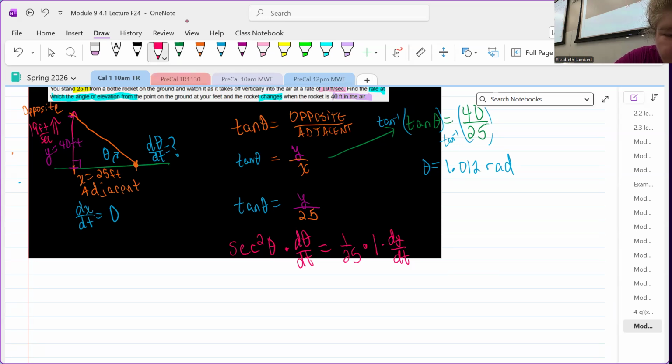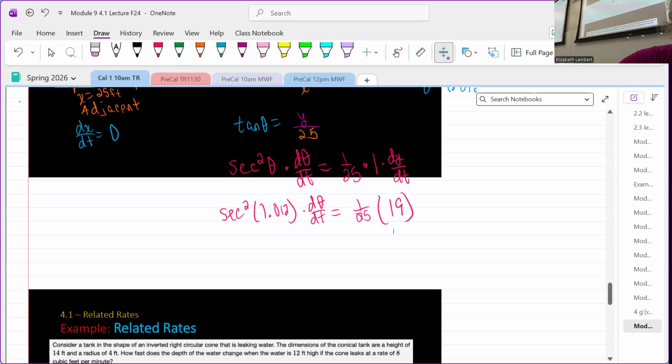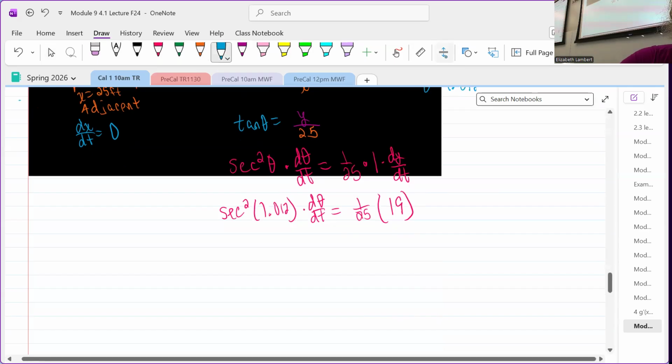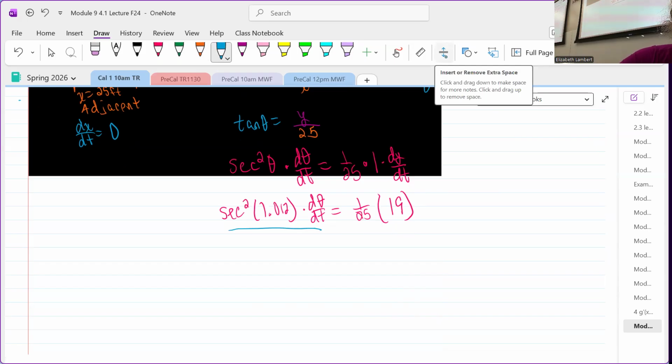All right, now we're going to fill in stuff we know. So we have secant squared of the 1.012 radians times our unknown d theta dt equals 1 over 25 times y was changing at a rate of 19 feet per second, so times 19. So to get d theta dt by itself, I'm going to divide by secant squared.